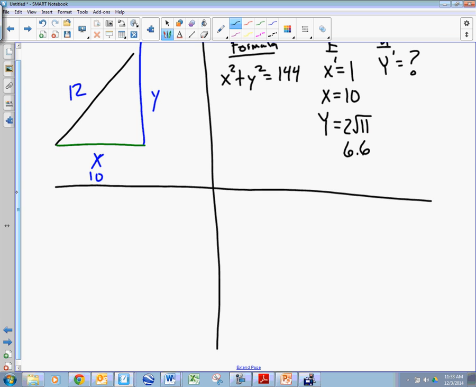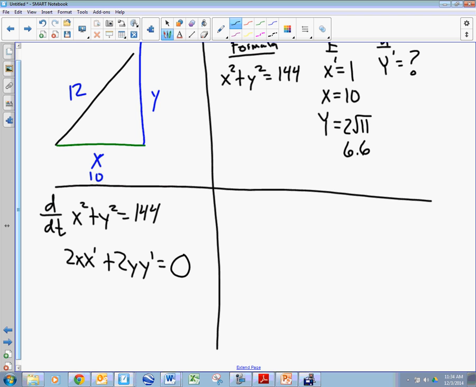We can now take the derivative with respect to time. The derivative with respect to time of x squared plus y squared is equal to 144. What is the derivative of x squared? 2x x prime plus 2y y prime is equal to, what's the derivative of 144? 0. Right? Because the length of the ladder does not change. Therefore, its constant derivative should be 0.